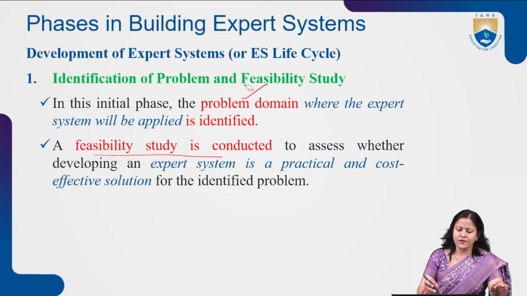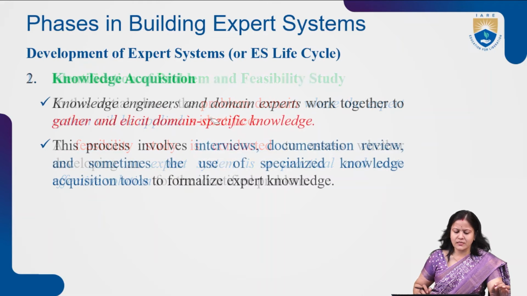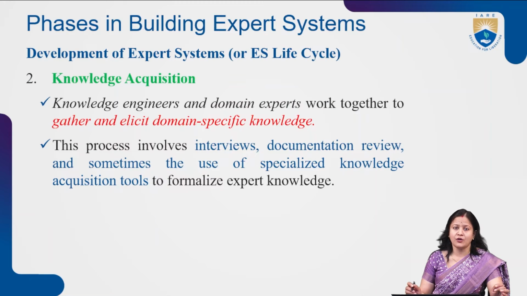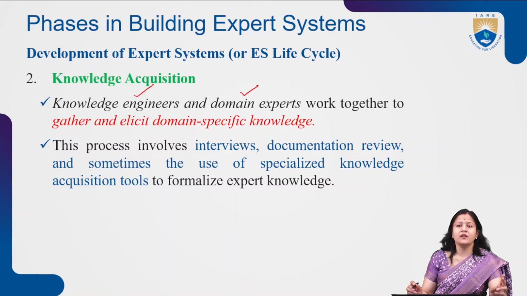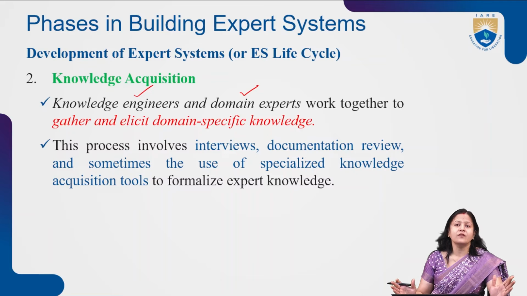After the identification of the problem and feasibility study, the second step is knowledge acquisition, where the knowledge will be acquired by the knowledge engineers and the domain expert. They are very important people for building the expert system. Knowledge engineers are nothing but AI specialists or AI engineers. They do not have domain knowledge. They have the capability of building the expert system.